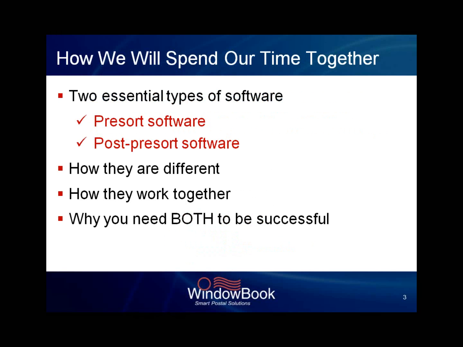Here's a look at how we're going to spend our time together today. We're going to talk about the two essential types of software you need: Presort software and Post-Presort software. We're going to talk about how they differ from each other. We're also going to talk about how they work together, and then why you need both to be successful in the mailing world.